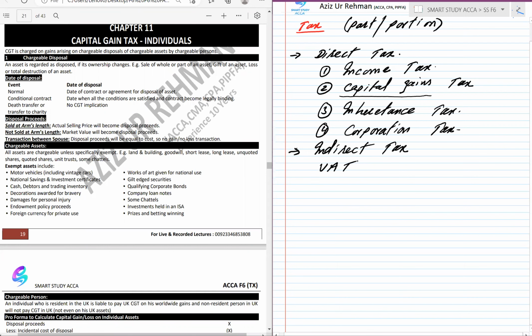So these are basically a total of 5 types of taxes which we will cover in our syllabus: income tax, capital gains tax, inheritance tax, corporation tax, and value added tax. These are 5 core areas, 5 key areas which we will cover in our syllabus.